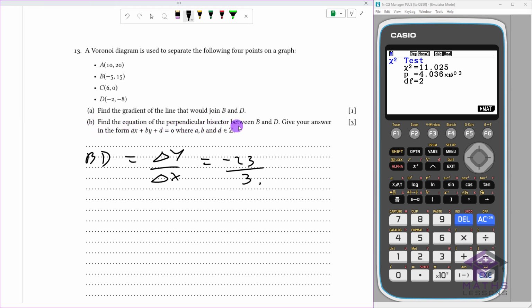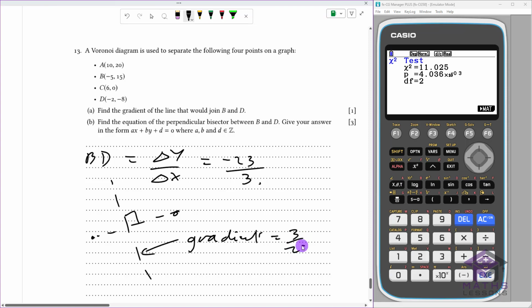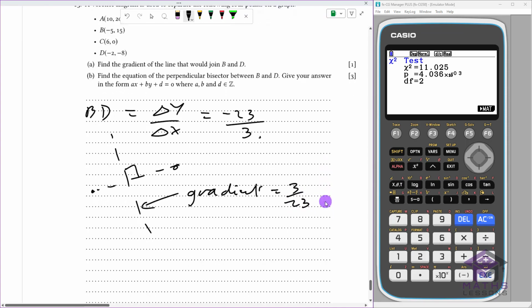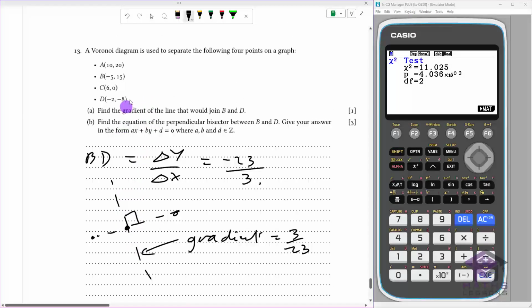Now, we want to find the equation of perpendicular bisector between B and D. So here's B and D, and we just found the gradient to that line. We want the gradient of the perpendicular bisector, which is just minus 1 over this. So the gradient of this line will be just the minus reciprocal of this, which is just equal to 3 over 23. Now, we need to find the midpoint, because we need to find a point it goes through.